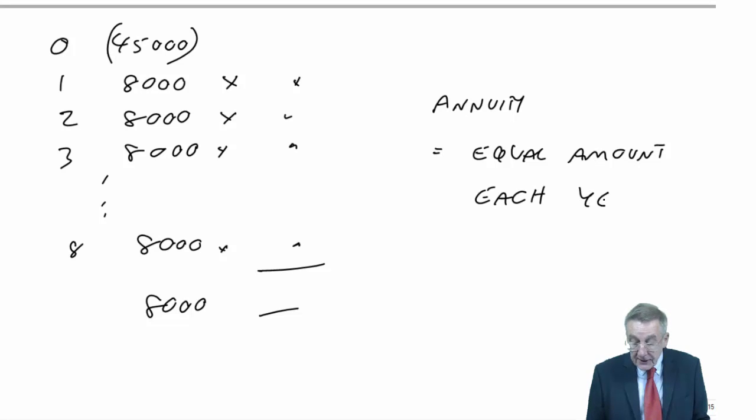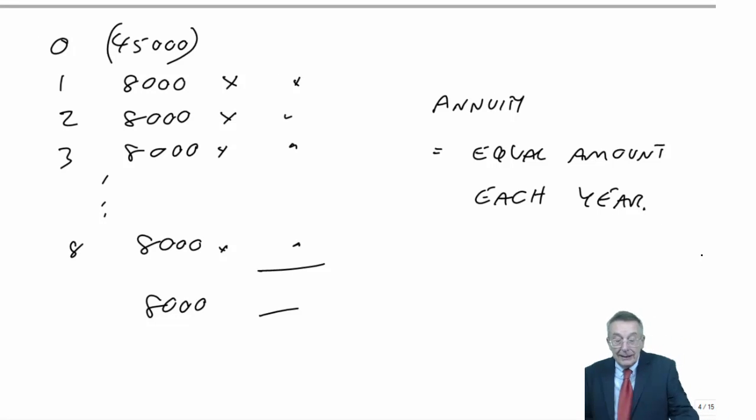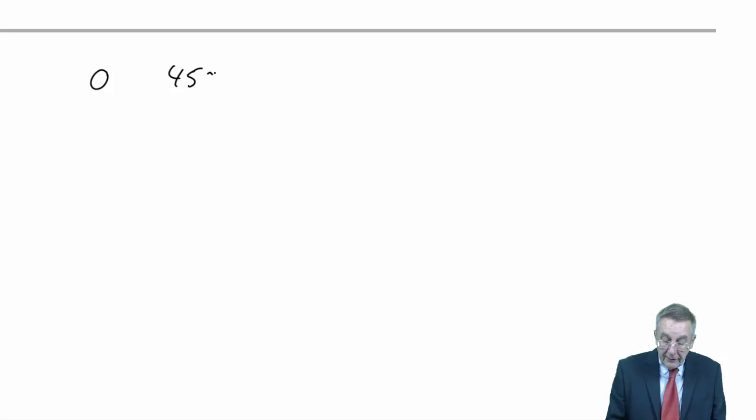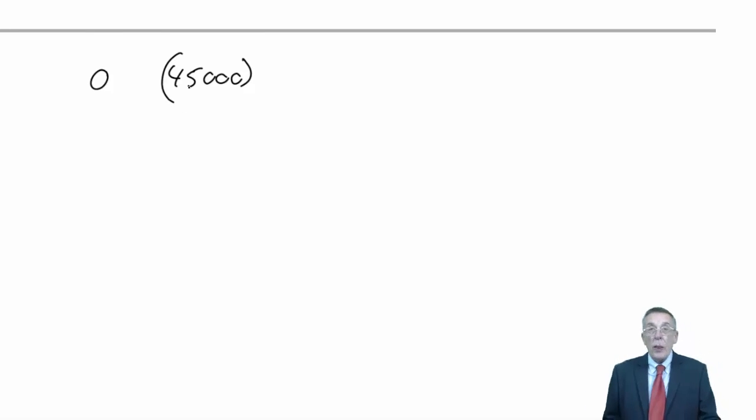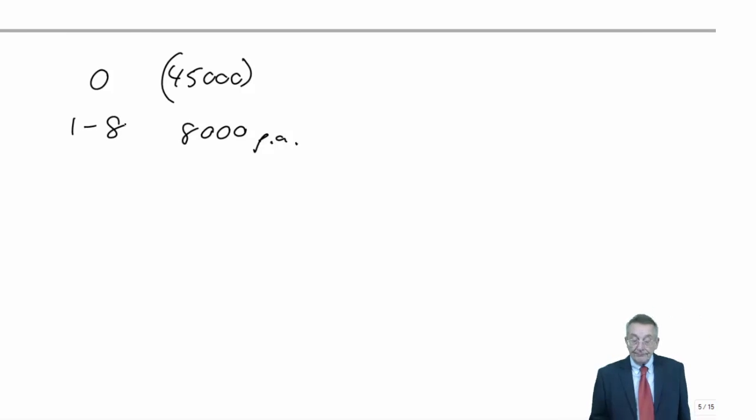And provided it's an equal amount each year, then again, rather than multiply 8,000 by each individual discount factor, we can get the same result by multiplying 8,000 by the total of them all. And so watch how we set it out and do it. It's a cost of 45,000 now. Instead of writing down 8,000, we just say it's 8,000 per annum, years 1 to 8.